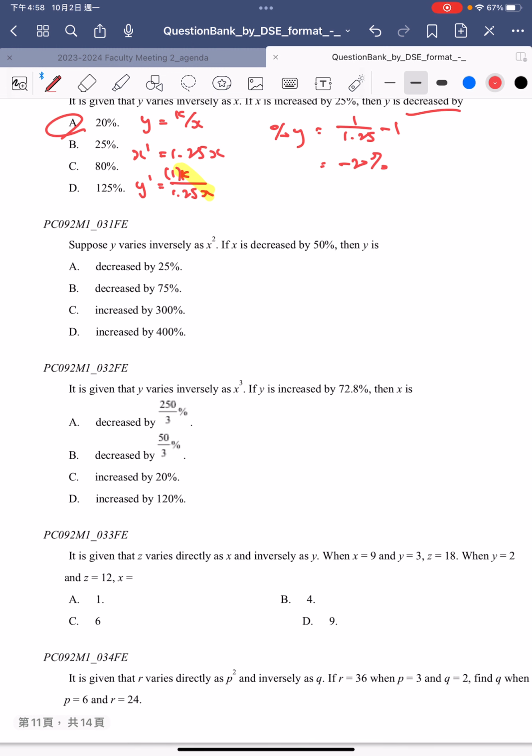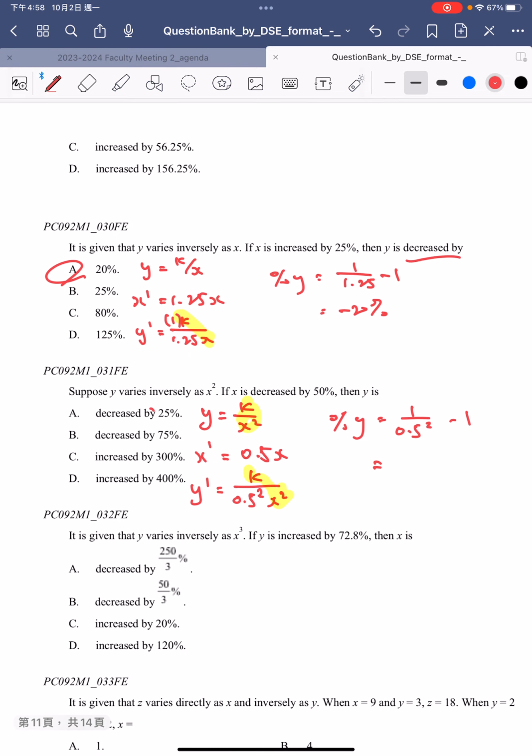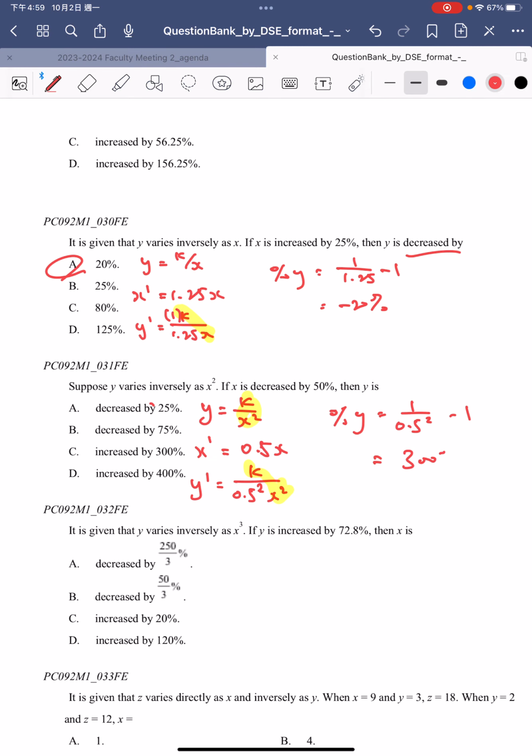And now we have y varies inversely as x cubed. So we have y is equal to k over x cubed, and the x is decreased by 50%, so the new x is equal to 0.5x. Then we have the new y is equal to k over 0.5 squared x squared. So bear in mind the k over x squared is our common factor, we don't want it. So the percentage change of y is equal to 1 over 0.5 squared minus 1. 1 divided by 0.5 squared minus 1 gives you 3. So 3 is not 3%, it's 300%. So it's increased by 300%.